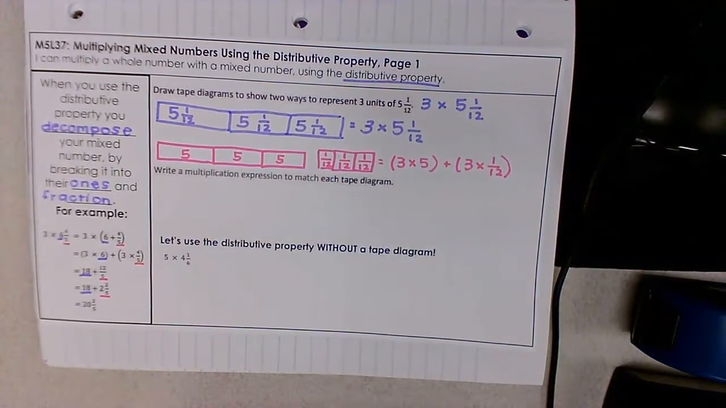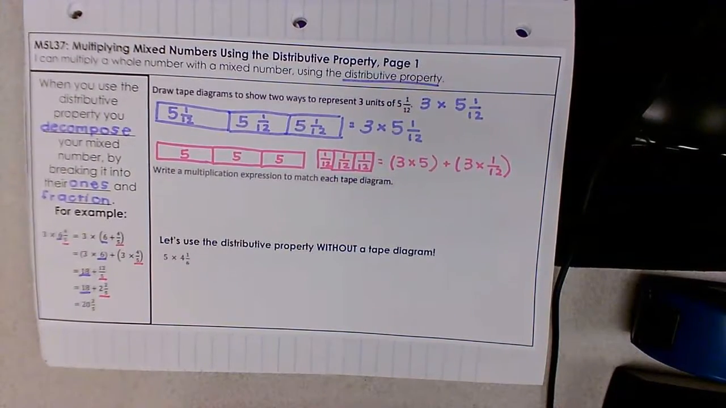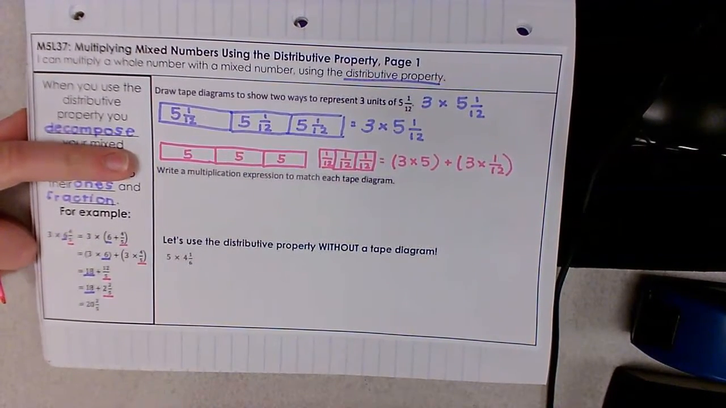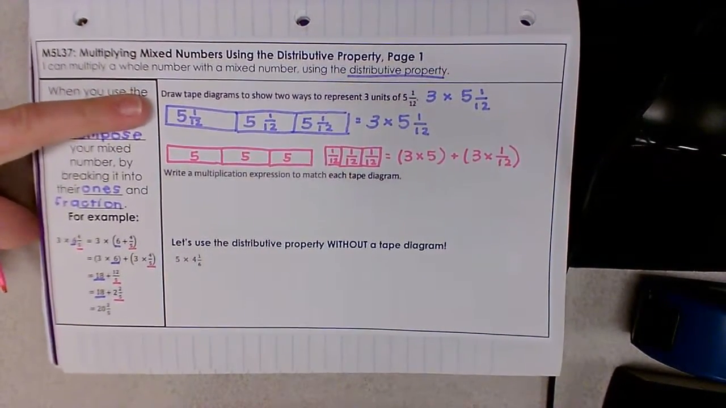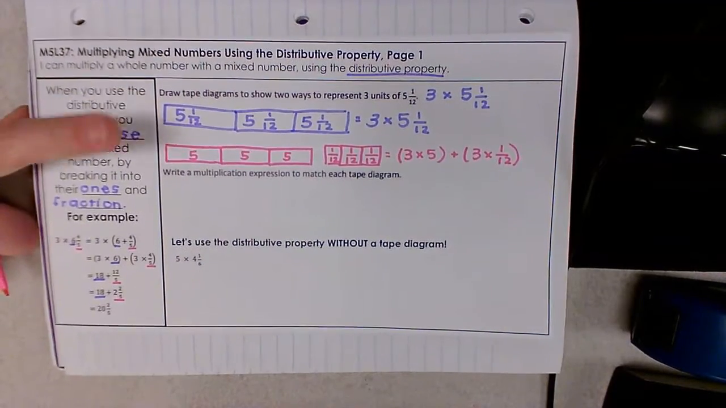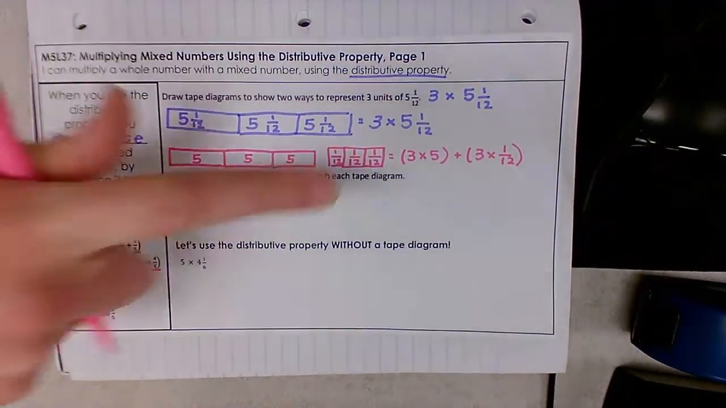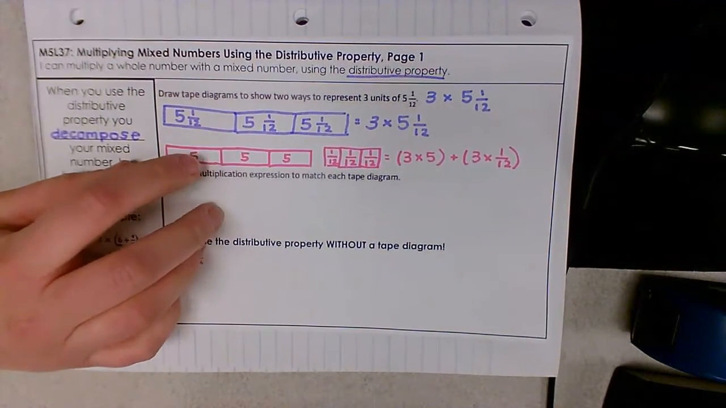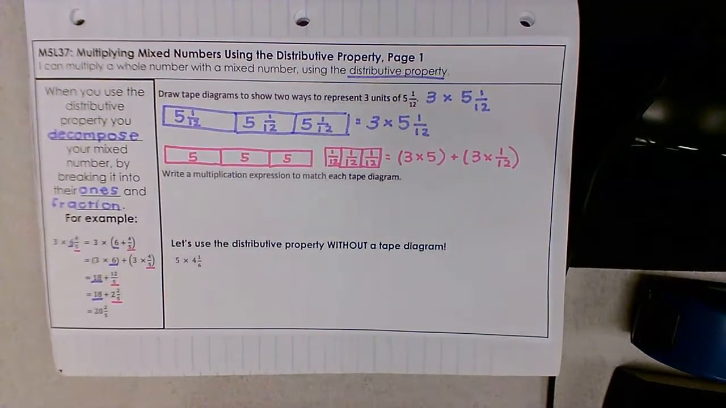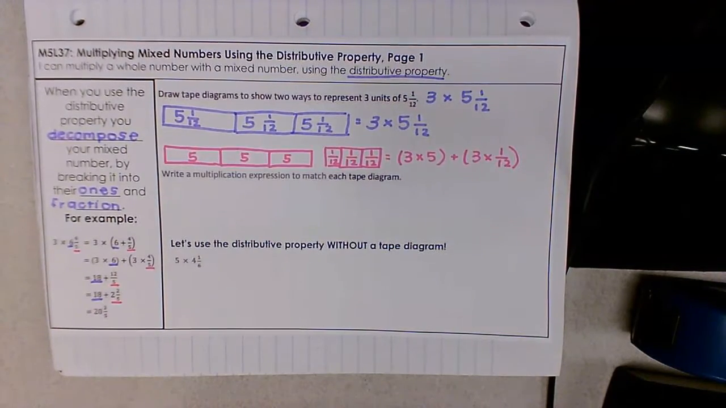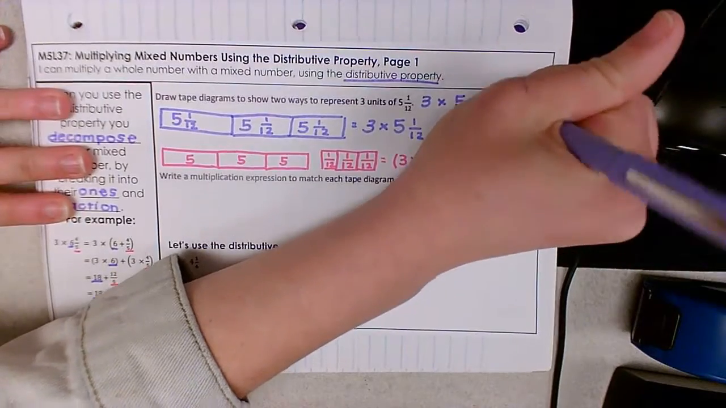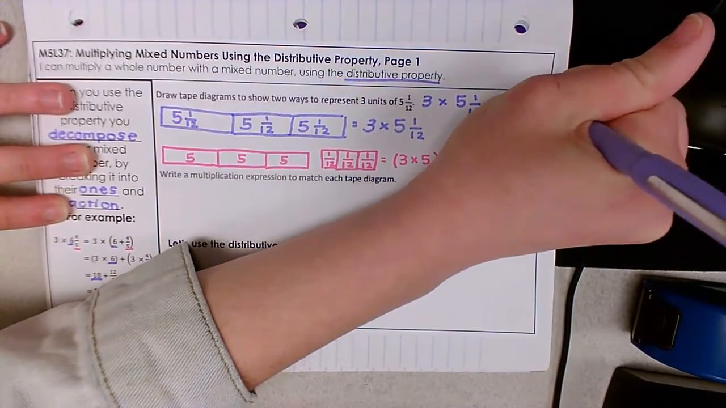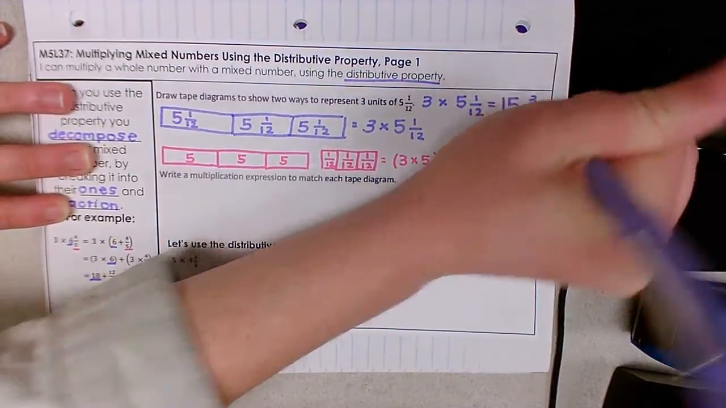We have the same amount all together, but this is just another way of breaking down those numbers so they're less intimidating. I might not know 5 and 1/12 off the top of my head 3 times, but I know what 3 times 5 is, and I know what 3 times 1/12 is. 3 times 5 is 15, 5, 10, 15, plus 3 groups of 1/12 is 3/12. So 15 plus 3/12 gives us a total of 15 and 3/12.